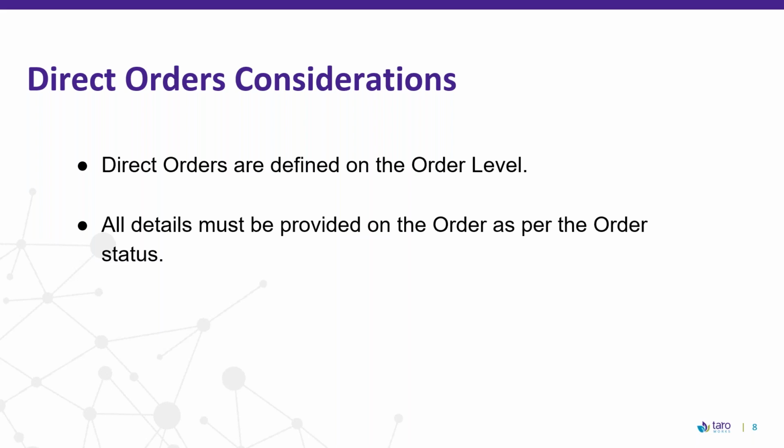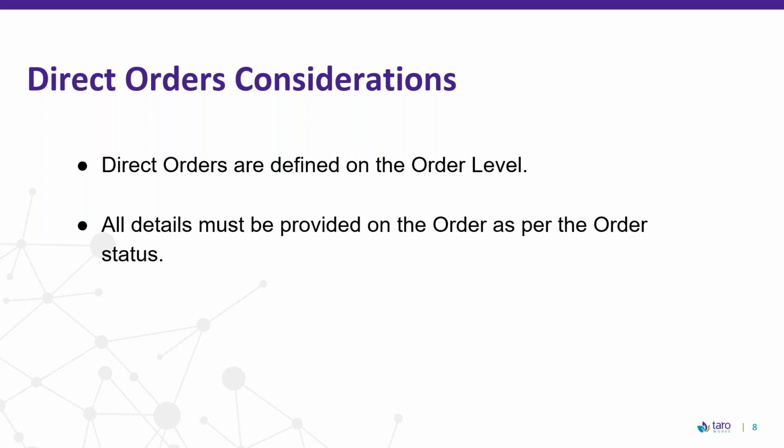So if you're creating a new sales order, you have to define whether it's a direct order or it's not a direct order. That's why you need to check yes or no. And if it's no, then that order won't be successful. But if it's yes, that order will go through.